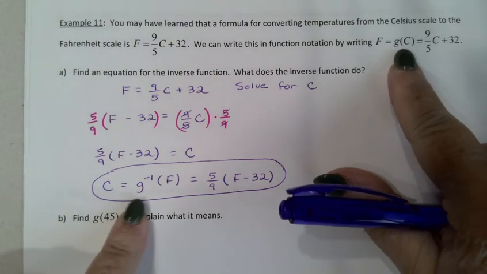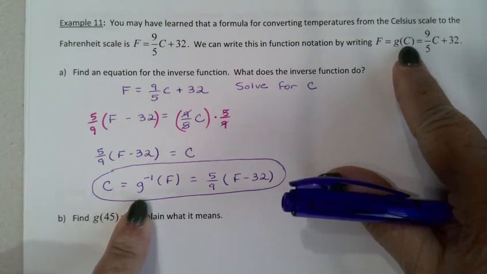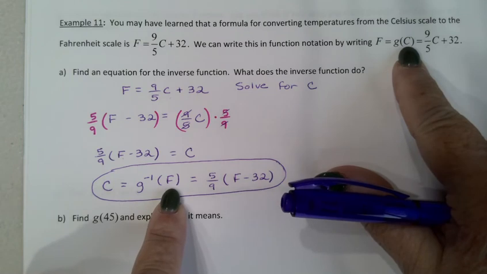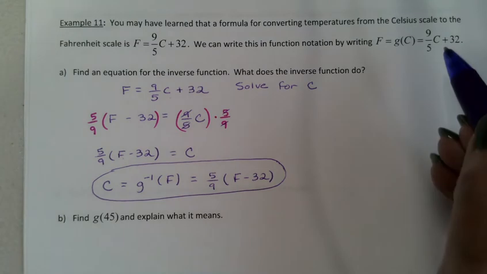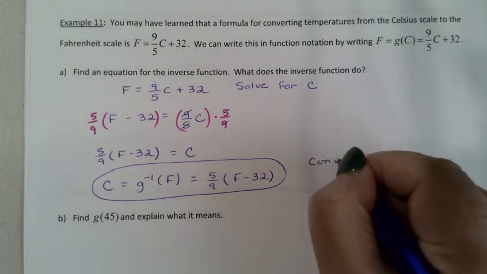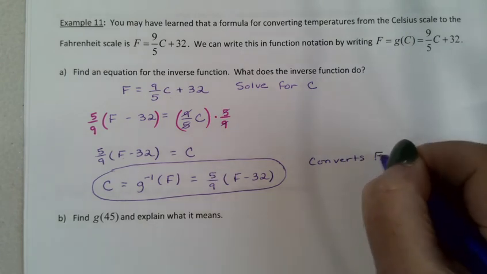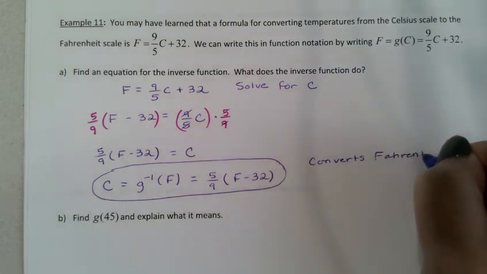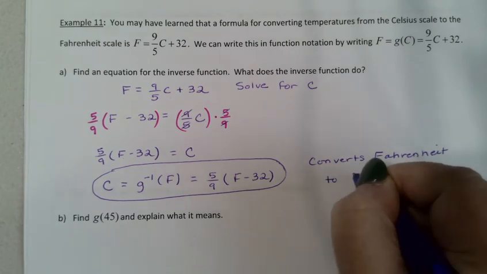So you can see I'm still using my inverse function notation, but because I haven't swapped my variables, notice that the name of the input variable switches. C was the input for the original, f is now the input for the inverse function. This function took a c and converted it to f. Notice my new function takes an f and converts it to c. So it converts Fahrenheit to Celsius.